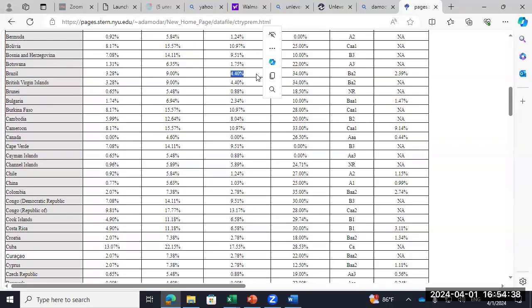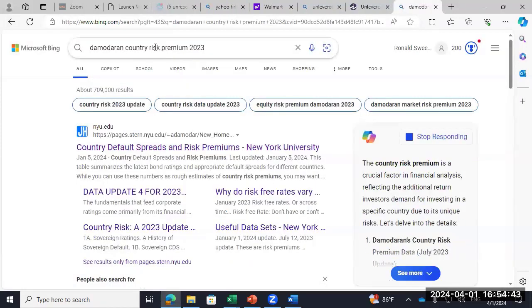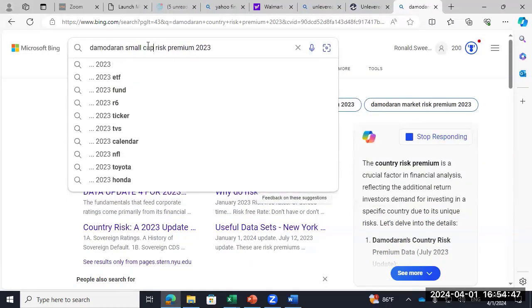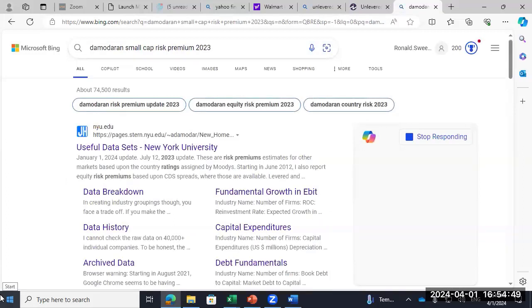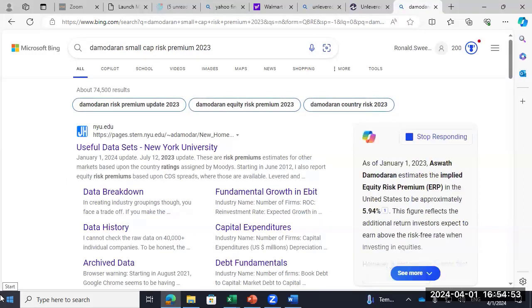What if it's a small company? Then you might add the small cap risk premium, and he'll give you that number as well. It might be 1.5%, 2%, just depends. Smaller companies, we add more risk to. So it's a very, very simple thing. Most people just use Damodaran's numbers.